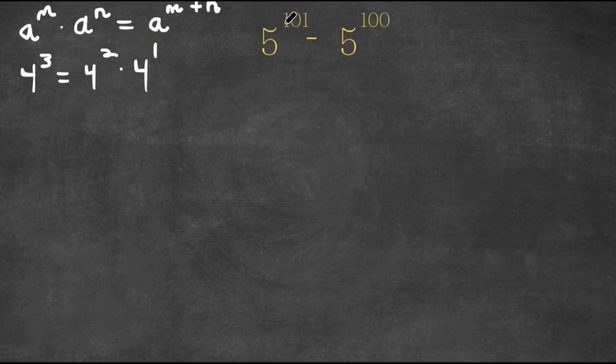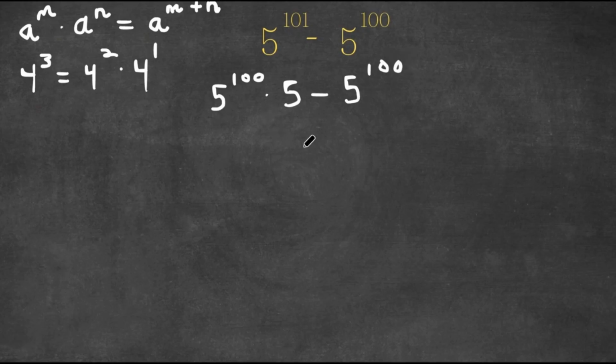So now what I'm going to do to 5 to the power of 101 is I'm going to rewrite it as 5 to the power of 100 times 5. And 5 is the same thing as 5 to the power of 1. And 100 plus 1 is 101. So now we are going to subtract this with 5 to the power of 100.